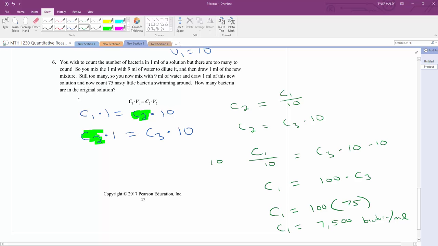The thing to recognize about how we got these equations is that we're mixing 1 milliliter with 9 milliliters of water, so that makes it 10 milliliters total. That's how I got those numbers. And then we're drawing another 1 milliliter, and mixing it with 9 milliliters of water, so that gives me 10 total. So that way you can see how I got these 1s and 10s.